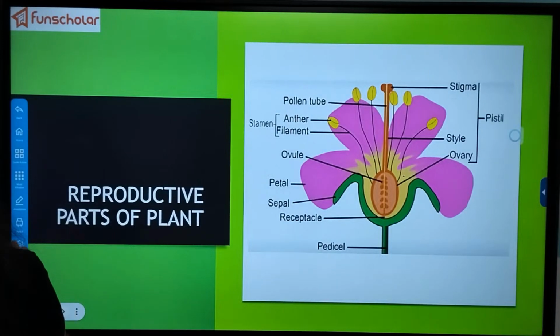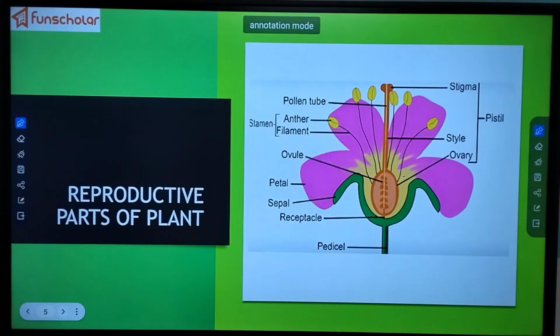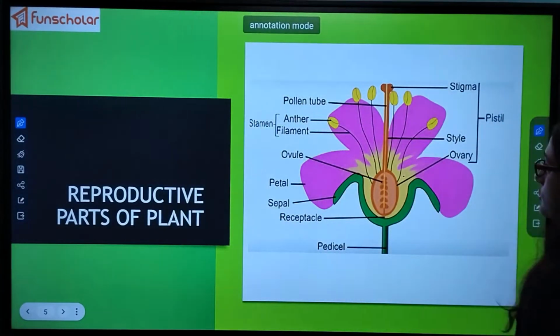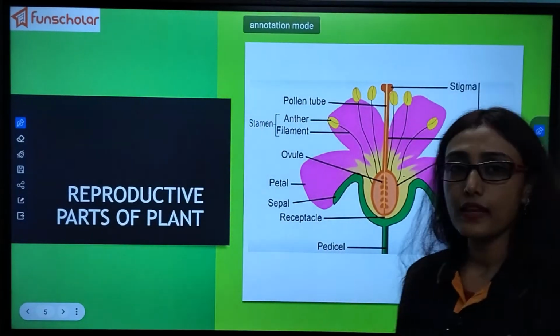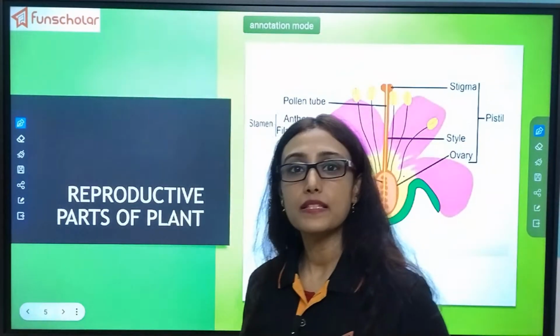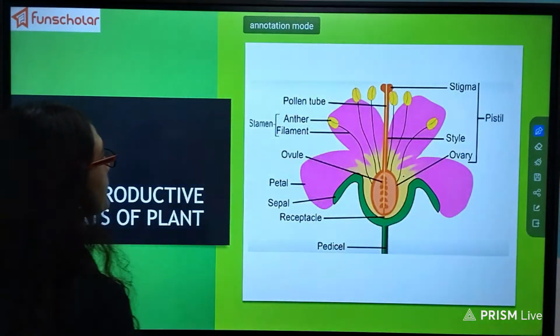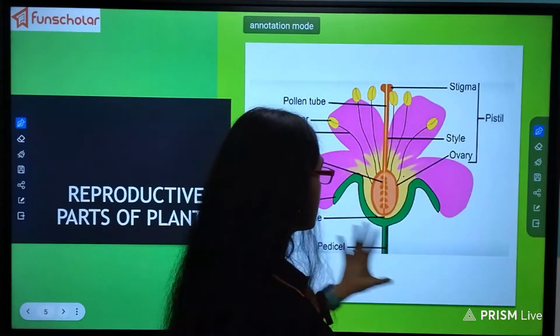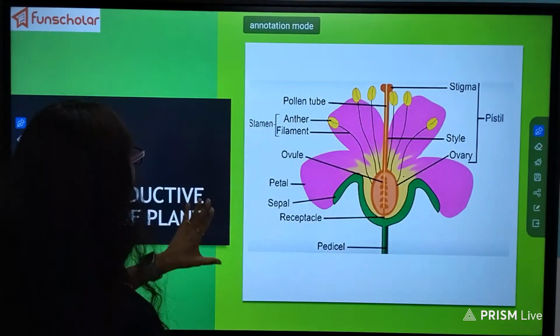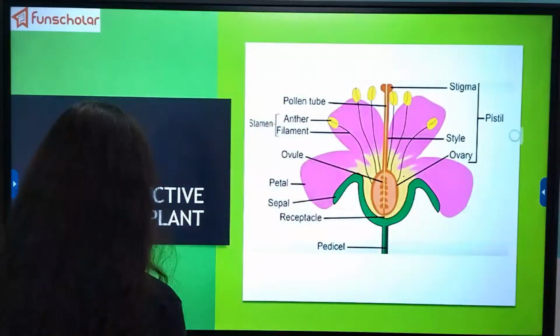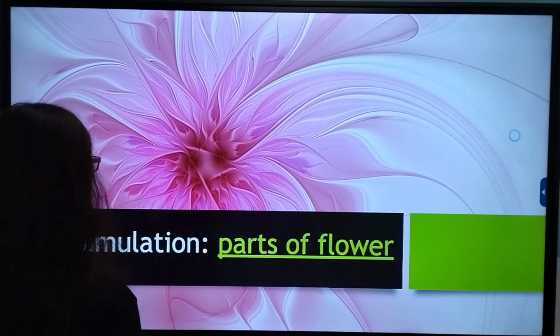Okay, now reproductive parts of a plant. To know the reproductive parts, first we should know the basic structure of a flower. It is given over here. Still, I am drawing for your convenience so that you can understand it in a better way.